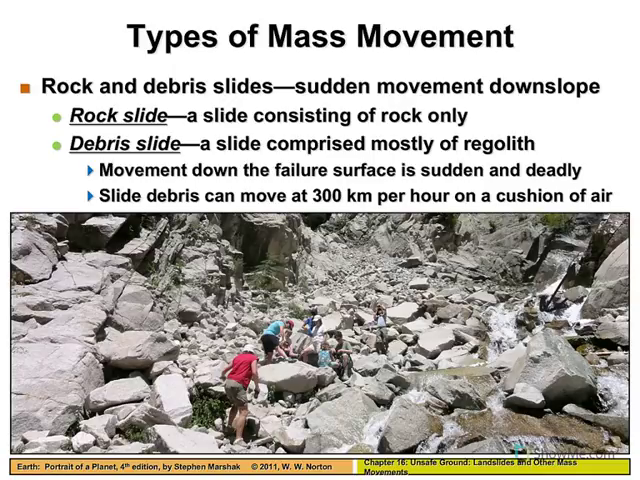The interesting thing about debris slides is because it's very fine, very small sediment, as that material moves downhill, it can pick up speed because it could ride essentially on a cushion of air as it comes down. And it can go well over 300 kilometers an hour. So this is very fast-moving material.